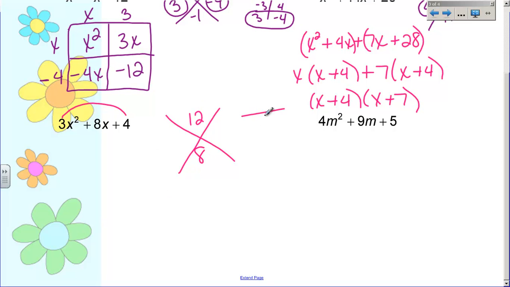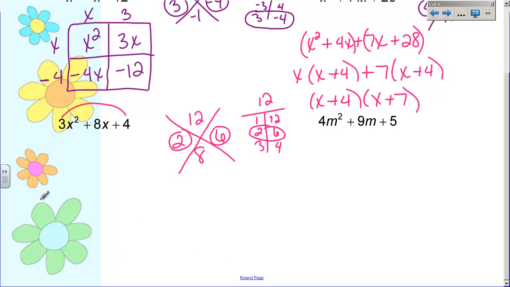So I'm going to list my factors of 12. I have 1 times 12, 2 times 6, and 3 times 4. Well, the two of these factors that add up to 8 are these two. So I get 2 and 6, because 2 times 6 makes 12, and 2 plus 6 makes 8. That's how the little x works. So these are my numbers.